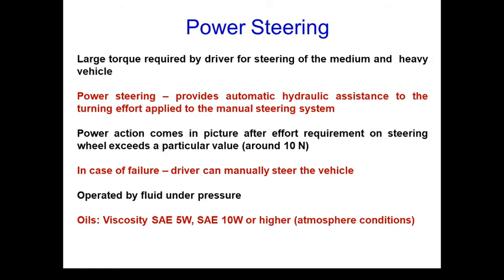power steering system. In case of failure, the driver can manually steer the vehicle. This has flexibility. If there is a leakage in the power steering system, then it will not work, so the entire effort is to be applied by the driver. But this is the case of emergency, when the power steering fails due to any reason, due to some accident, due to some leakage.